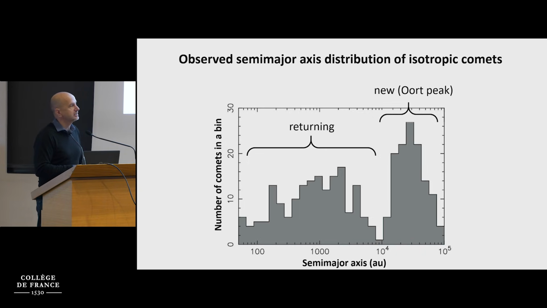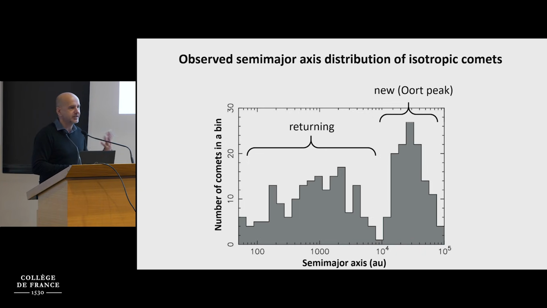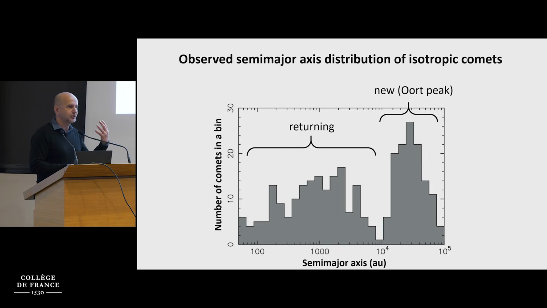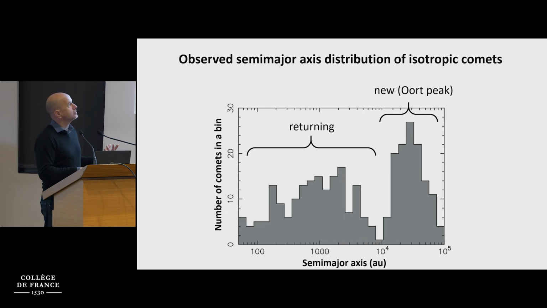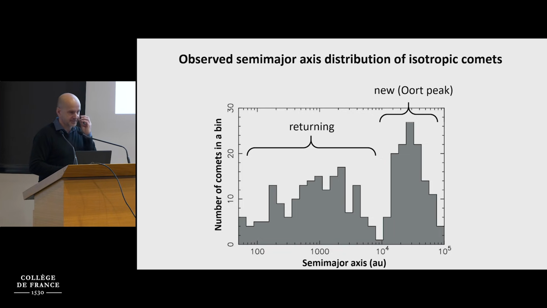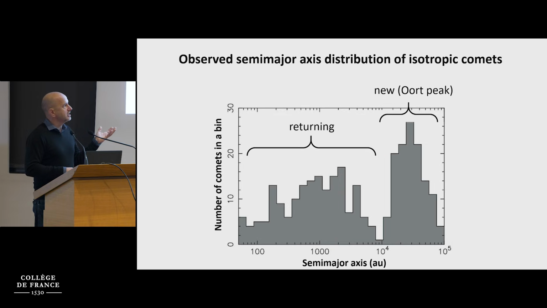These, on the other hand, when you integrate them backwards, you clearly see that they didn't have any previous perihelion passage. They are coming to the inner solar system for the first time since their ejection. So that's why these comets are called the new comets, and this peak is often called the Oort peak. These are comets coming from the Oort cloud distances. Now, does the model reproduce this or not?